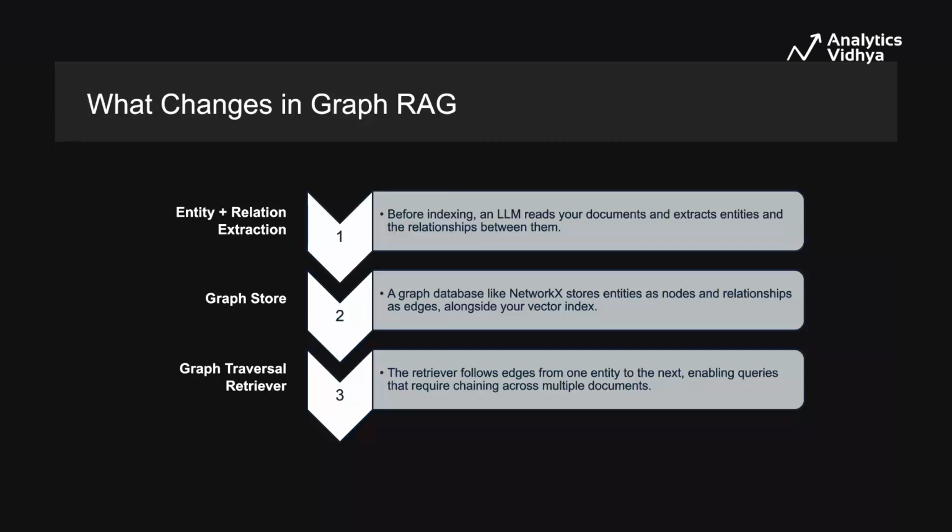So, concretely, what does Graph RAG add on top of vanilla RAG? Three things. First, entity and relation extraction. Before indexing, an LLM reads your documents and extracts entities and the relationships between them. This is how the graph gets built. Second, a graph store. A graph database like NetworkX stores those entities as nodes and relationships as edges, sitting right alongside your existing vector index. You keep both. Third, a graph traversal retriever instead of only doing vector similarity search. The retriever now follows edges from one entity to another, enabling it to answer queries that require chaining across multiple documents. These three additions are what structurally separates Graph RAG from vanilla RAG.